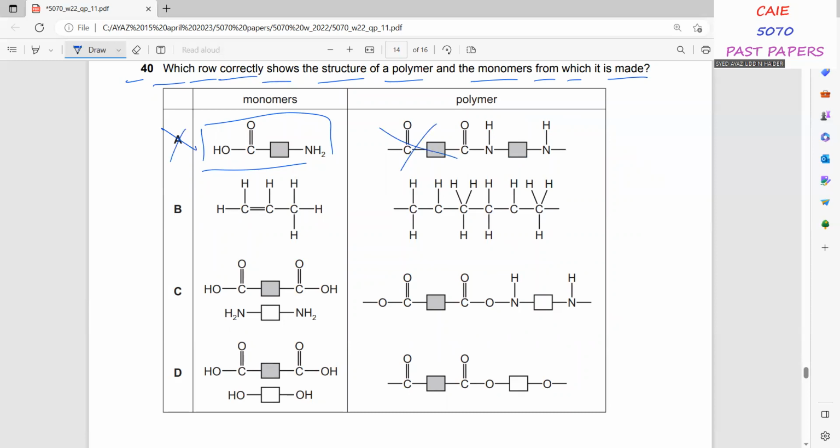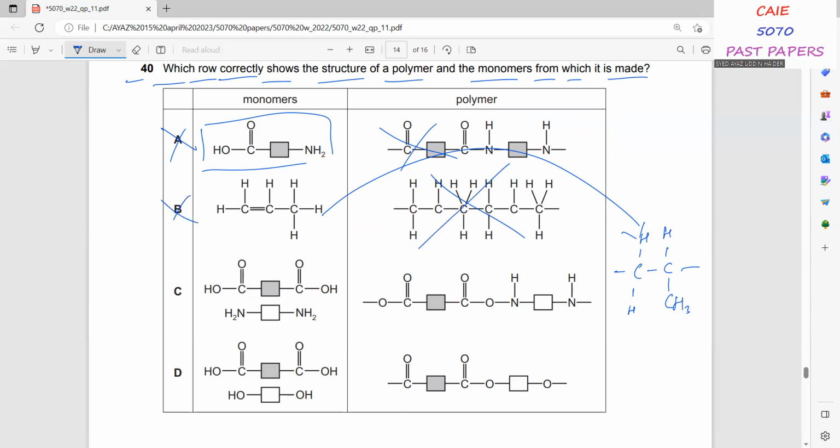B, you have propene here. So the polymer will be like this. For this one, this will be the repeat unit for this polymer. So it means that this is also incorrect.